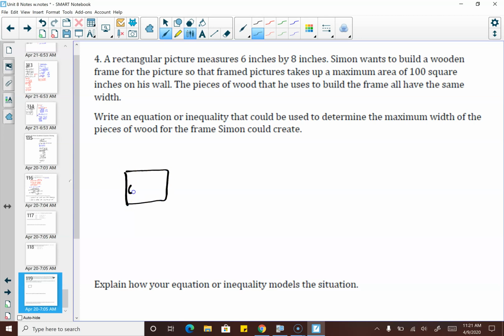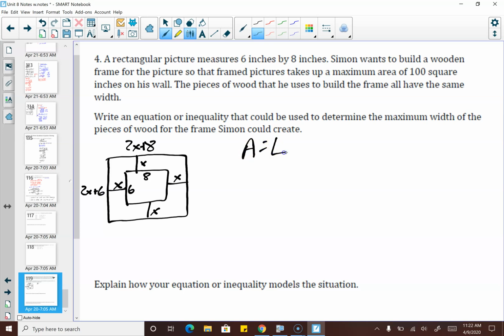So there's Simon's picture. It's 6 by 8, and then he wants to put the frame around it. And all those frame widths are x. Okay. So now what do we need here? Well, we need an actual length. So it's x plus 8 plus x, which is 2x plus 8. And then x plus 6 plus x, which is 2x plus 6. So those are going to be our new length and our width.